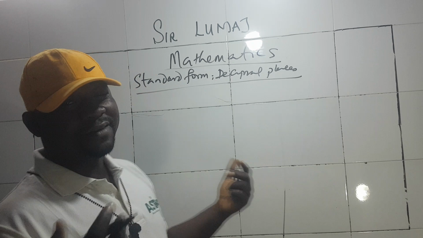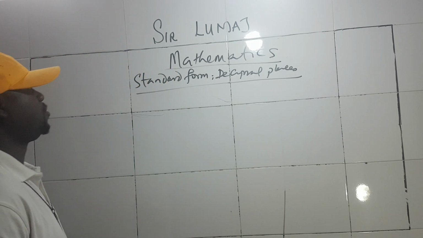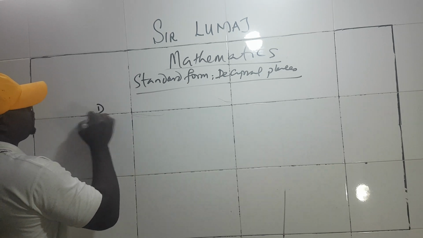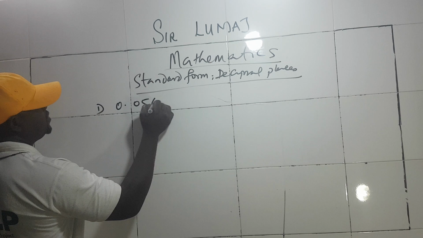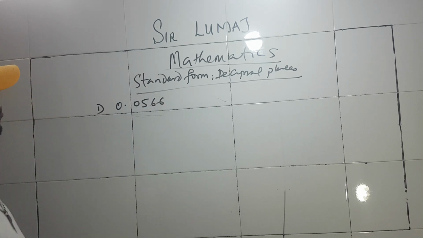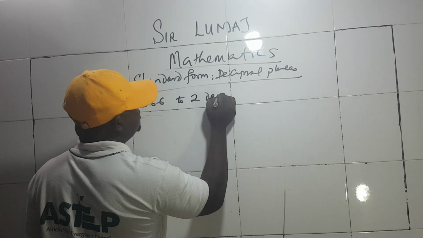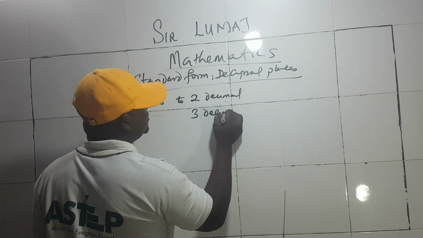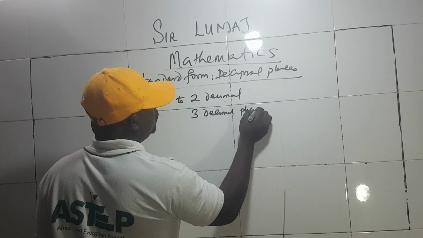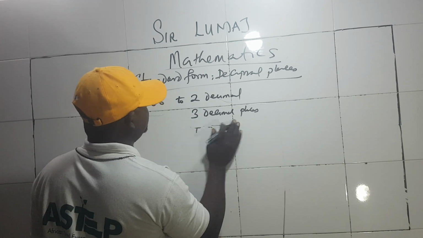So like I told you, everything is principle. Maths, any subject, once you understand the principle, you are good to go. Alright, let's say I have 0.0566. They'll tell you to two decimal places, to three decimal places, to four decimal places. Okay, let me just do that straight.